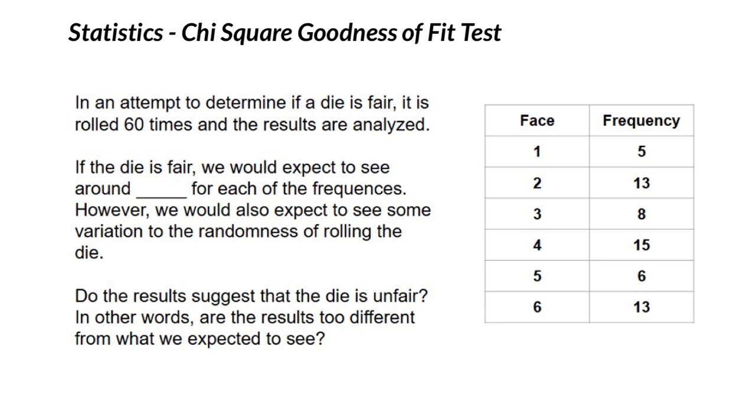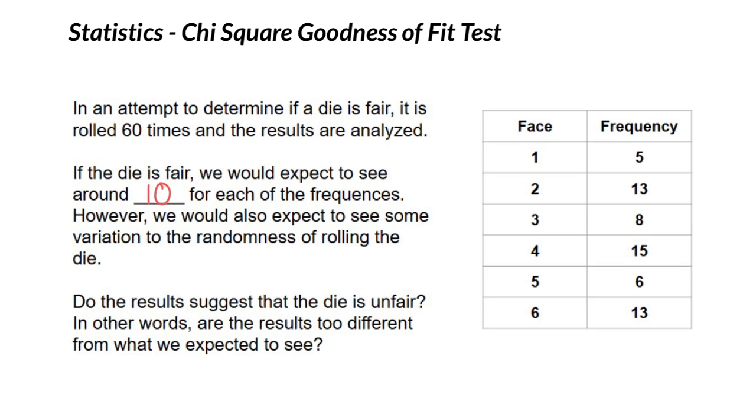In an attempt to determine if a die is fair, it's rolled 60 times and the results are analyzed. If the die were fair, you would expect to see, of course, exactly 10 of each of the frequencies. However, there will definitely be variation from that, and I have recorded the results in this table. So you'll see here that 1 showed up 5 times, 2, 13, and so on.